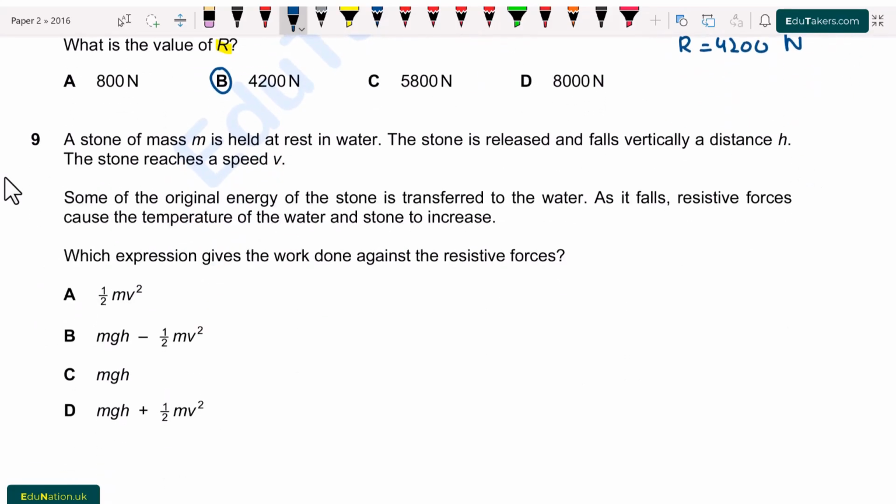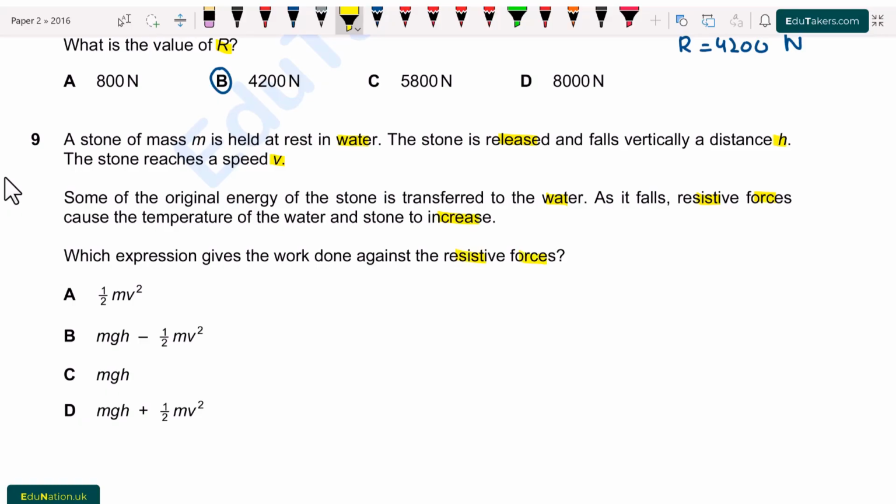Question number 9. A stone of mass m is held at rest in water. The stone is released and falls vertically a distance h. The stone reaches a speed v. Some of the original energy of the stone is transferred to the water. As it falls, resistive forces cause the temperature of the water and stone to increase. Which expression gives the work done against the resistive forces?